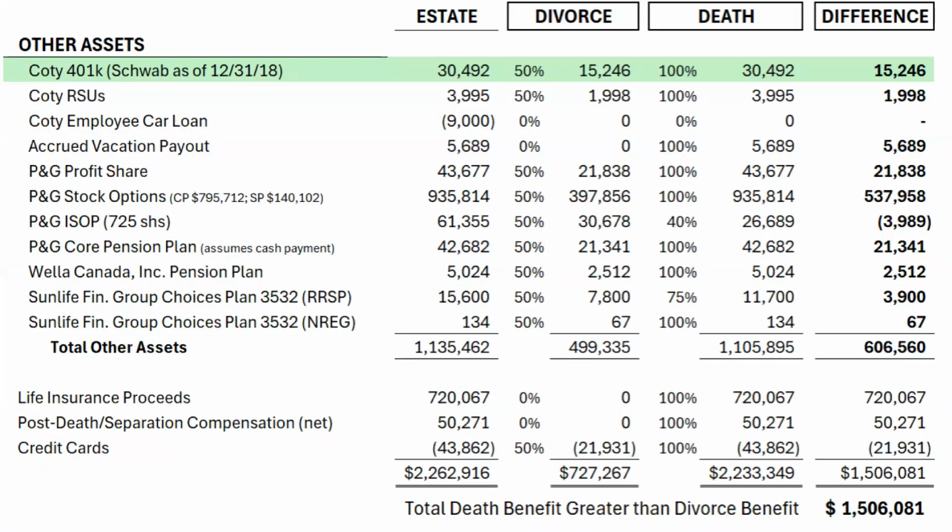Now let's look down the column starting on line 10 where it says other assets. Let's look at what you have beneath that. Can you walk us through? The first one we see on line 11 is a 401k that was being managed through Charles Schwab as of December 31st of 2018. Yes. So that was, as it says, Cody 401k. And the amount was $30,492.